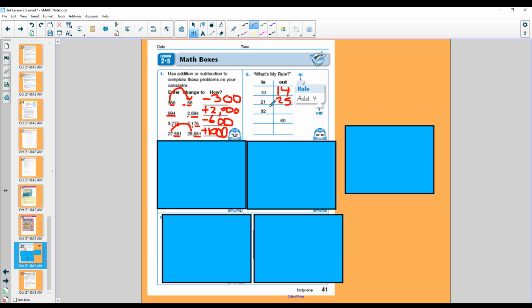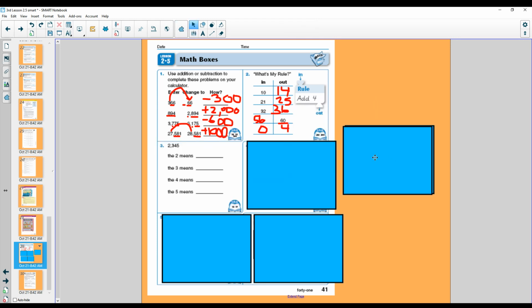32 plus 4, 36. Now this one's in the out, so I can't add. I have to do the opposite. Instead of add 4, I need to subtract 4, and I come up with 56. And now I can check my answer. 56 plus 4, 56, 57, 58, 59, 60. I know I'm right. Here you can make up your own. I like to do 0 because 0 plus 4 is 4. All right? Hopefully you got that one because that is a starred skill.